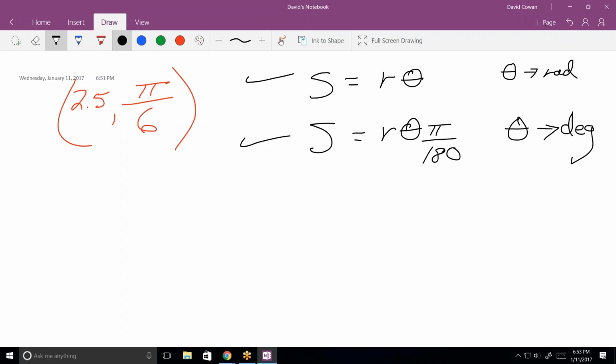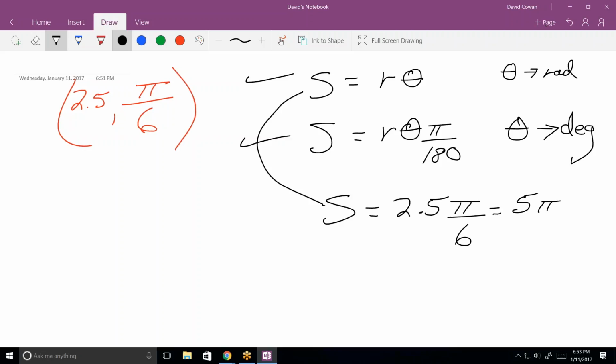Well, the problem they gave you is in radians, so we can use the easy one, the top one. So arc length is the radius times pi over 6. Now, if I want to simplify that a little bit, I can multiply top and bottom by 2, which gives me 5 pi over 12, which is a little nicer looking. In general, you want to use whole numbers, not decimals. So this 2.5, I can change it to 5 halves, and that also gives me 5 pi over 12.